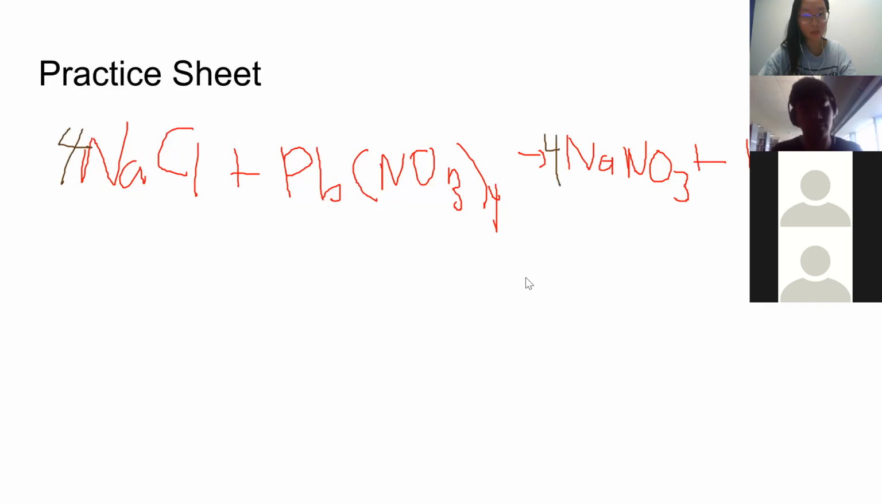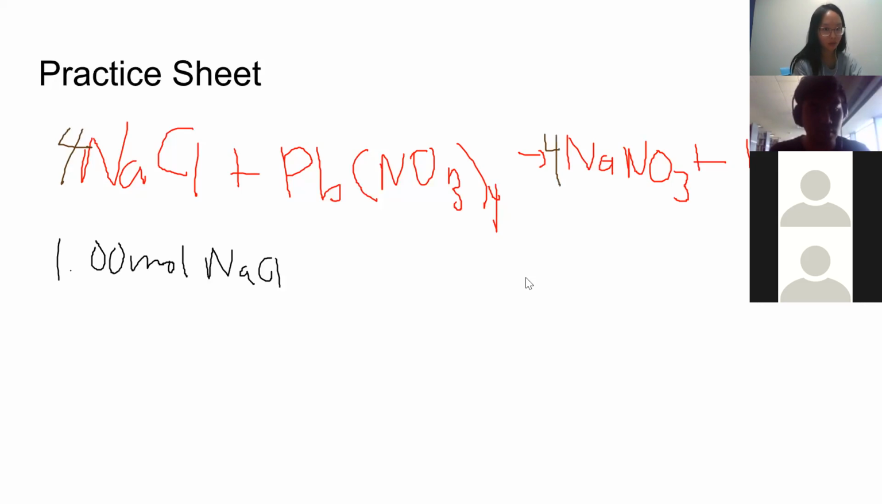So it kind of works its way out if you think about it. So now then, we were initially given 1 mole of each of the reactants. So why don't we write that out? So we have 1 mole of NaCl. We also have 1 mole of PbNO3. Oh, it's kind of messy. Didn't erase. Apologies.